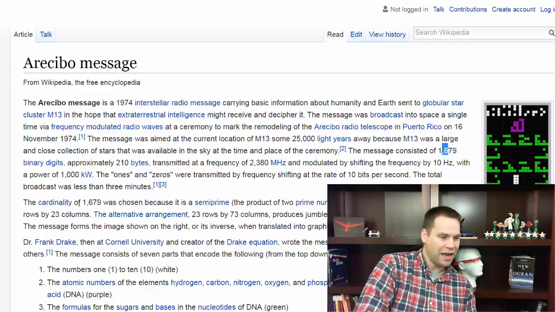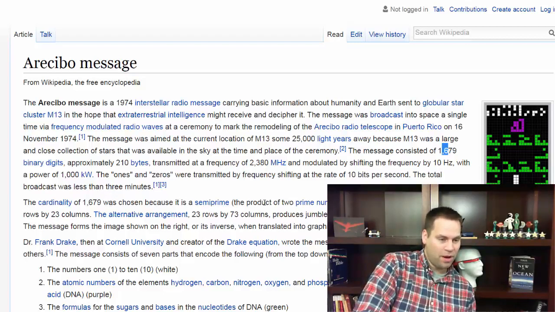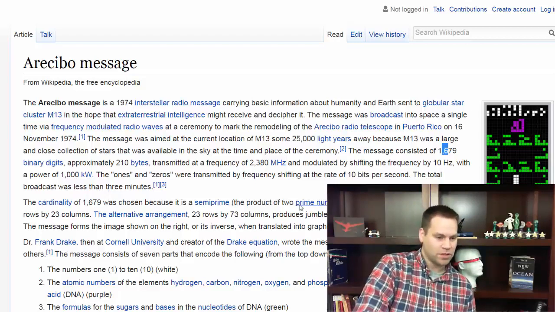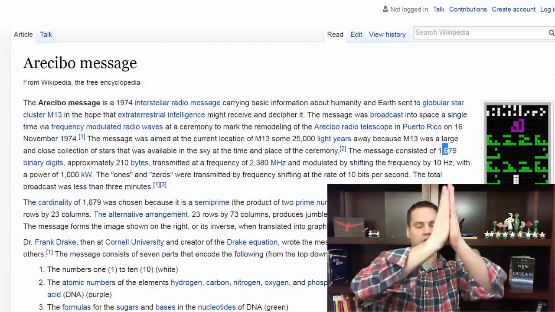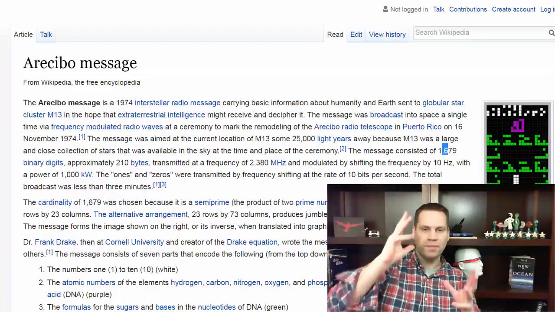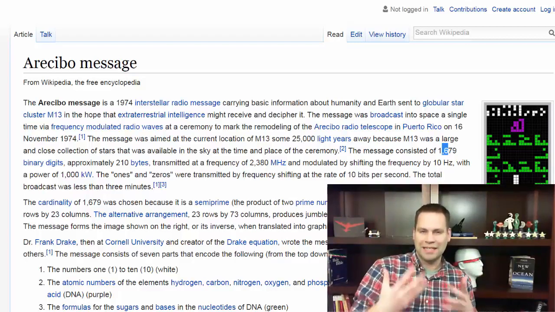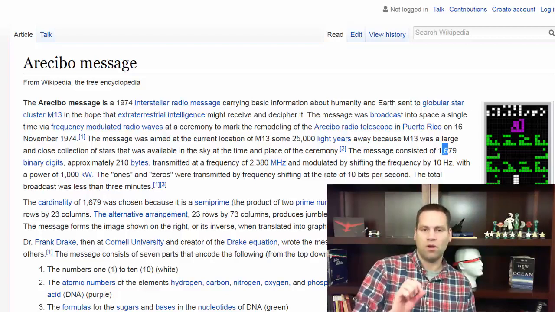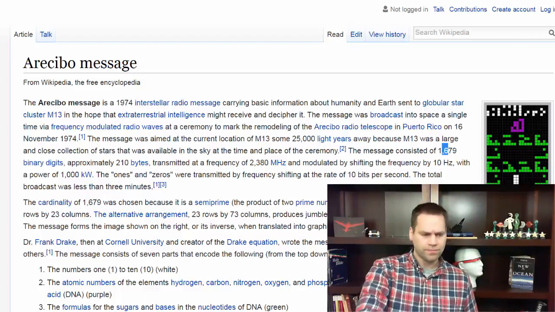And it says the reason they chose these numbers, 1,679 digits or bits, binary, was because it's a semi-prime number. It's the product of two prime numbers. And so the thought is that this whole picture is 23 across and 73 down. So prime numbers is a recurring theme as something which only an intelligent civilization would understand, the idea of a prime number, a number that can only be divided by itself and 1.